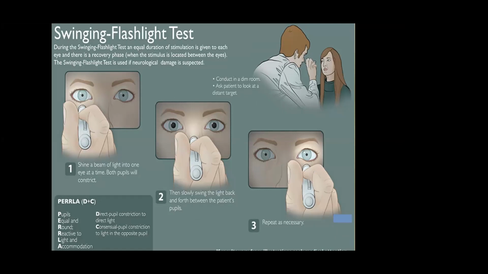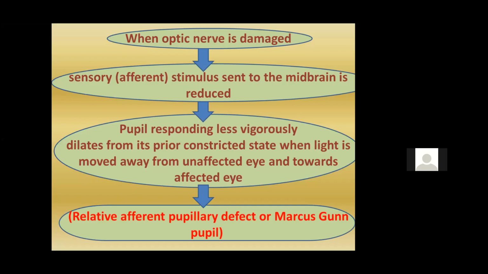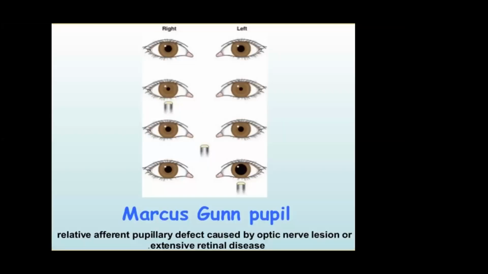Here, when the optic nerve is damaged, the sensory stimulus sent to the brain is reduced, so the pupil responds less. For that we have the relative afferent pupillary defect, known as the Marcus Gunn pupil. Normally when you shine a light, constriction will be there. When you remove it, finally it causes dilatation. That is known as the Marcus Gunn pupil.